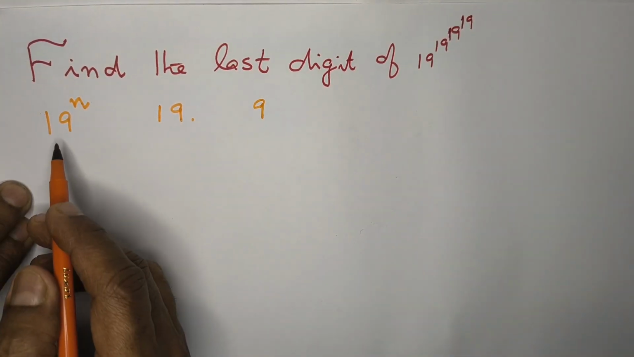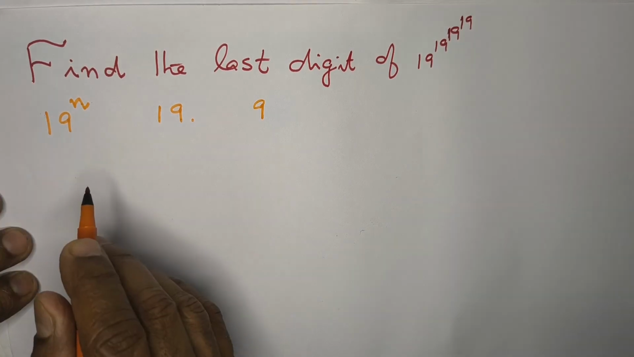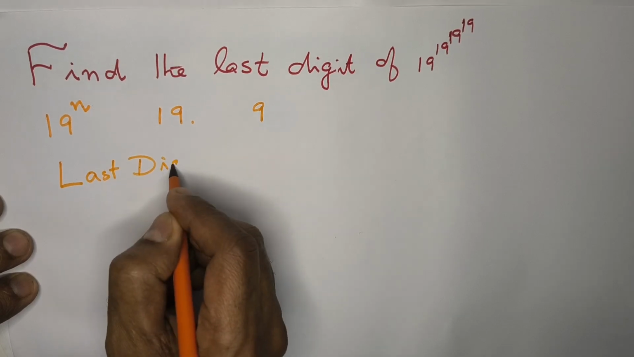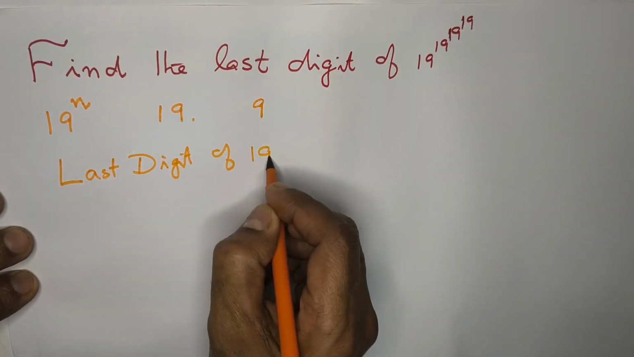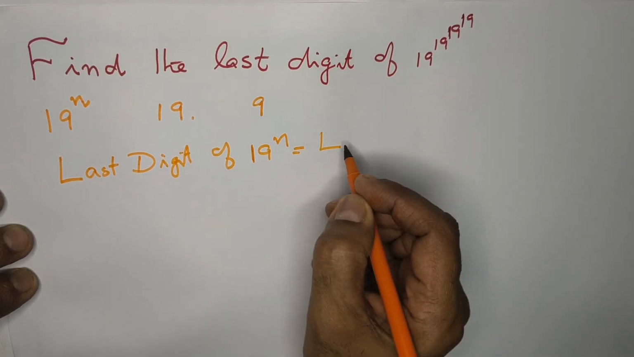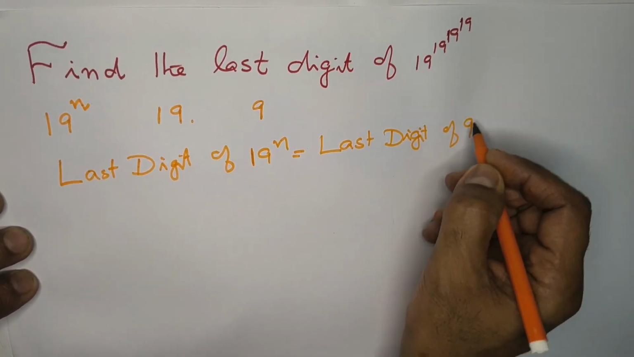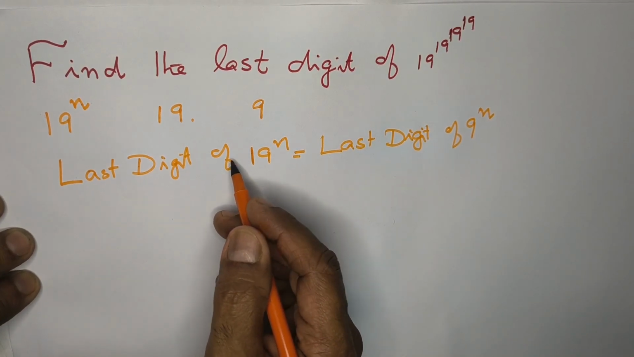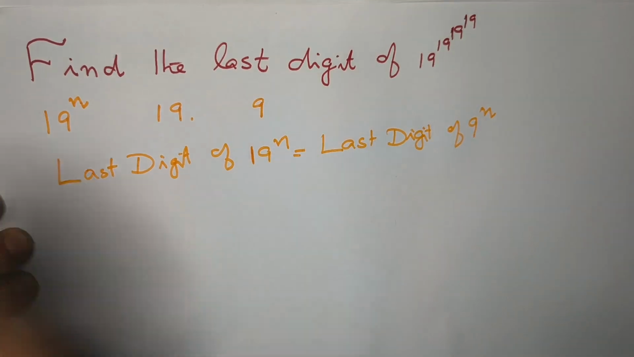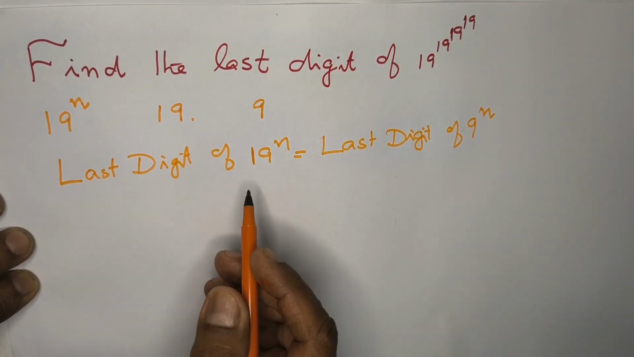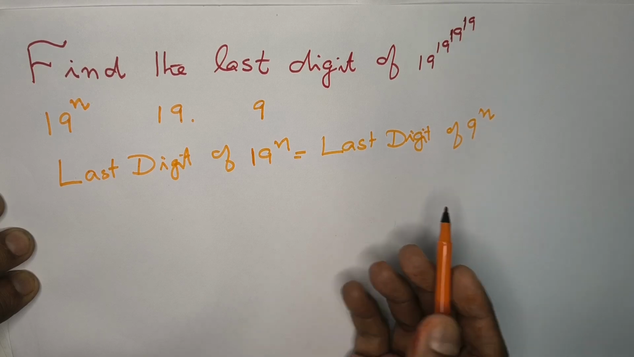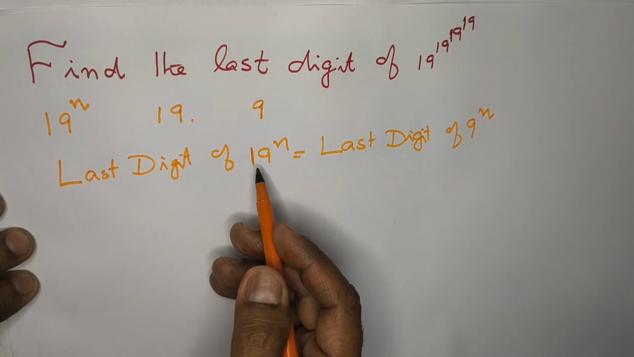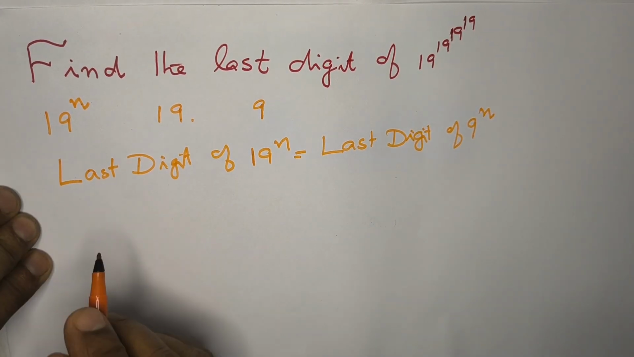Anyway, in this problem, we need to know only 19 power n. The point I'm trying to convey is this: last digit of 19 power n is the same as last digit of 9 power n. See, here I'm writing only one digit. Supposing you had a few more digits to the left, all those digits may be ignored. You just find out the last digit of 9 power n. That will be the last digit of the number with many digits to the left of 9 in the base figure. That's all. This is the first point to be noted.